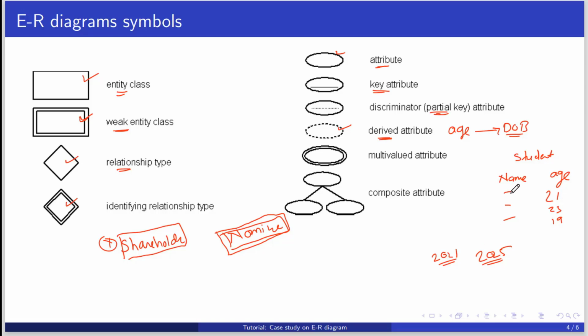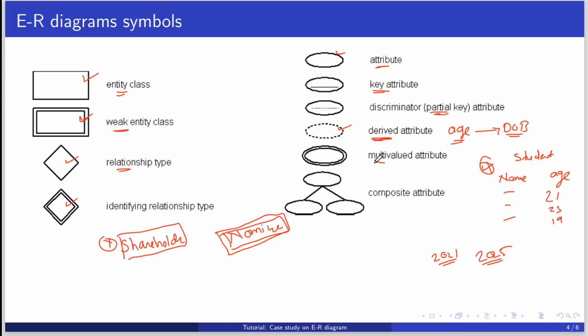If I want to find out the name of a student who has an age greater than 21 in 2025, does this table have any significance? No. So that's why age is a dynamic attribute. It is derived from date of birth. I hope you understand the concept of derived attribute here.